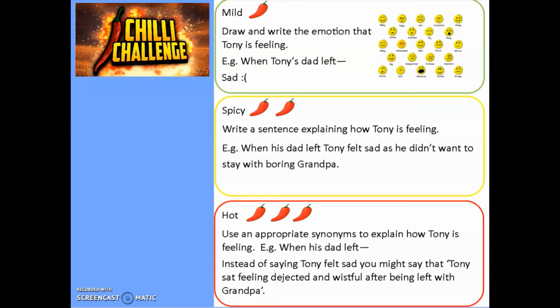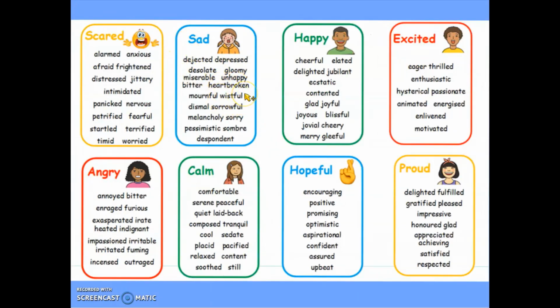If you are doing the hot challenge, then I want you to try and use some appropriate synonyms to explain how Tony is feeling. For example, instead of just writing, "Tony felt sad when Dad left," you might write, "Tony sat feeling dejected and wistful after being left with Grandpa." Dejected and wistful are 2 synonyms that I found off the emotions map, and I researched to check that I knew what they meant and that they were appropriate, and thought they fit well in my sentence. Dejected means feeling sad and depressed, and wistful is a feeling of longing. He's longing for his dad, he wants to spend the day with his dad.